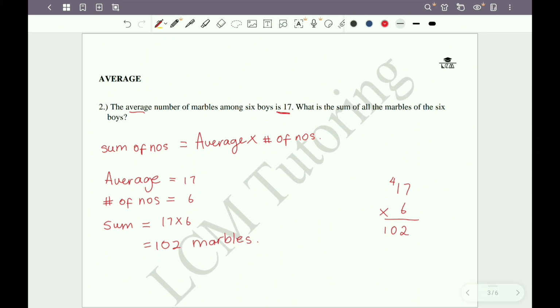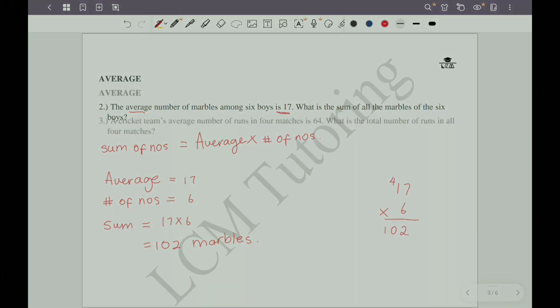But it can be very useful in determining how many marbles or how many items or whatever else your data set is describing. It can be useful in figuring out what one particular person or thing has in that set. And as I said, you will see that in the later questions. So let's move on now that we know how to find the sum.